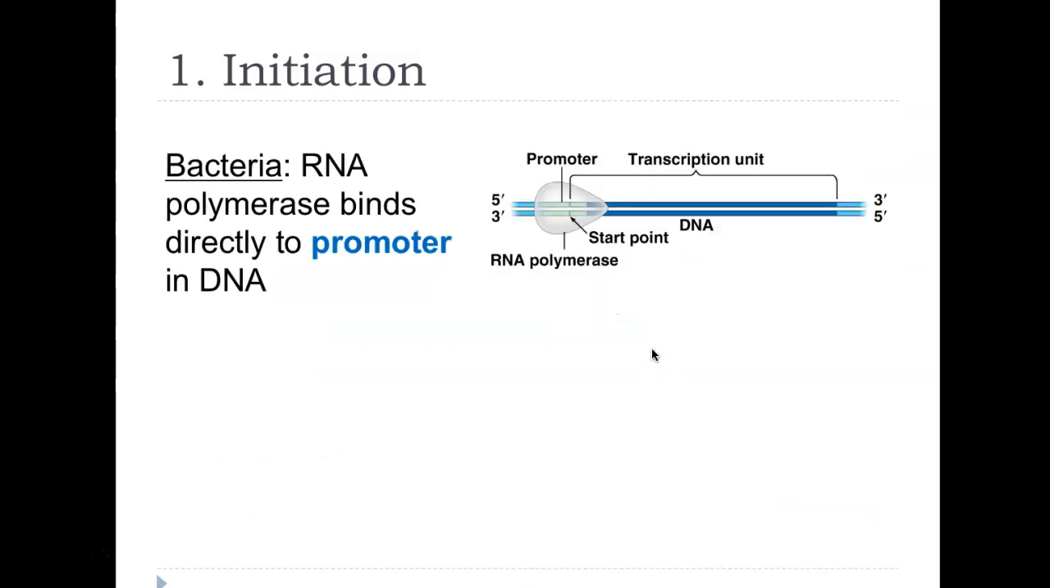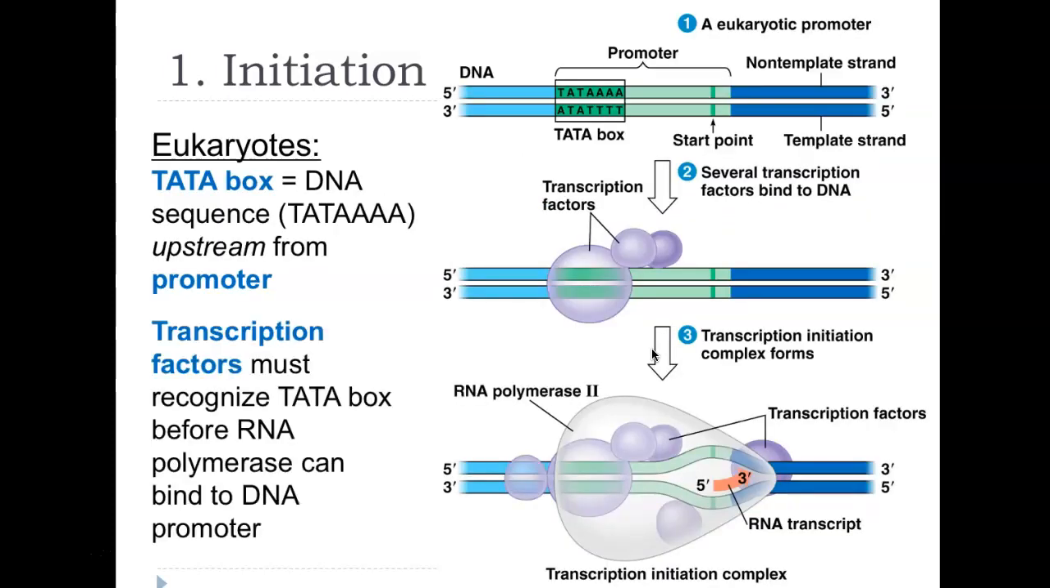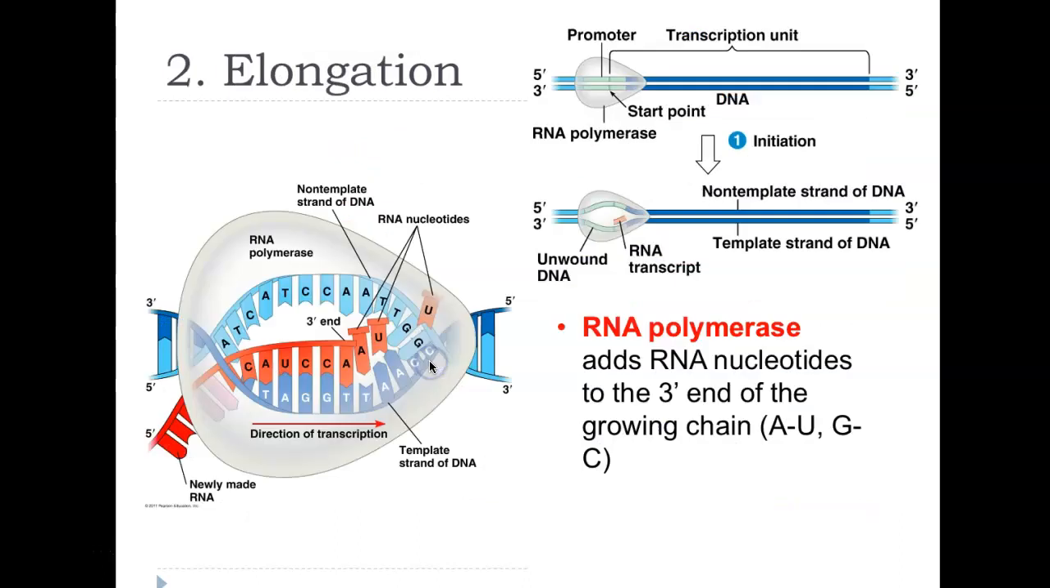In bacteria, RNA polymerase just binds directly to the promoter. Boom, easy. And that's because bacteria don't have very much DNA, so you don't have to worry about mistakes as much. But in eukaryotes, there's a lot more DNA. Things are a lot more complicated, so there's always extra steps. Transcription factors bind to the TATA box, RNA polymerase then binds to the promoter area. Pause if you need to. That was step 1, initiation.